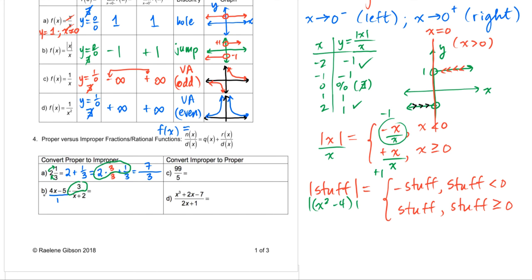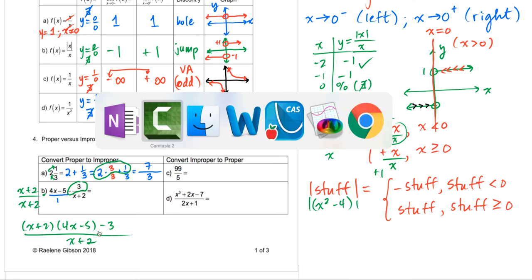To get a common denominator, we would multiply by 1 in the form of (x plus 2) over itself for the first fraction, and then we would say (x plus 2) times (4x minus 5), and then subtract 3, all over the LCD. And so we can use technology to check our answer for the algebra here.